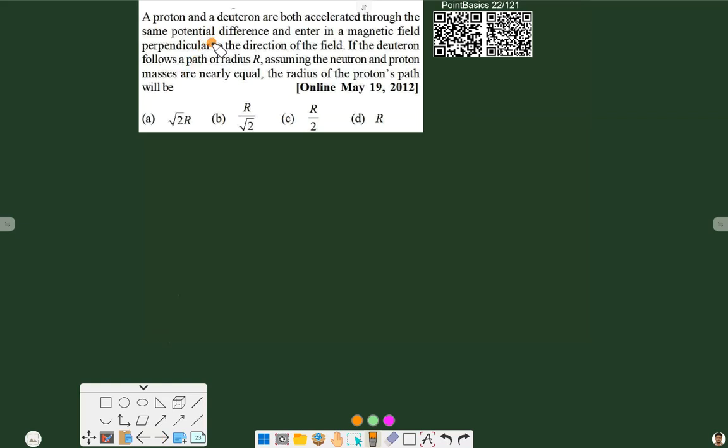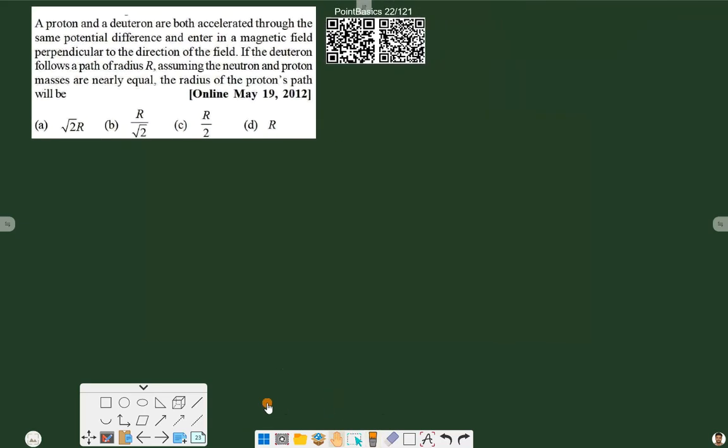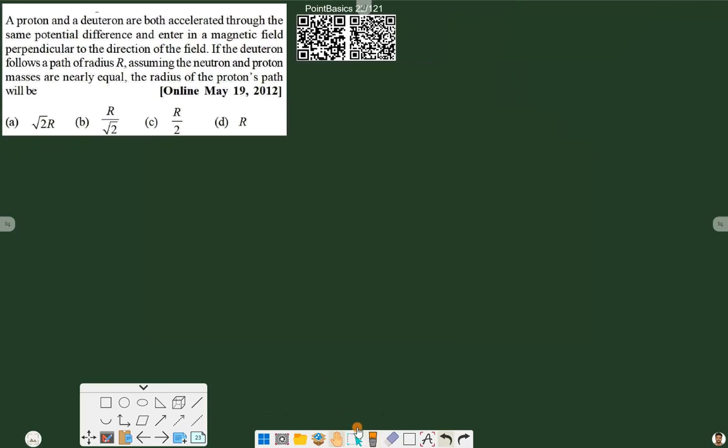Proton and deuteron are both accelerated through the same potential difference. Here we have the same potential difference, and in one of the previous questions we had the same energy. Both things are slightly different. They then enter a magnetic field in a direction perpendicular to the field. If the deuteron follows a path of radius r, assuming neutron and proton masses are nearly equal, find the radius of the proton path. So here again we have to form a relation between radius and the variables. The basic relation for radius is mv by qB.